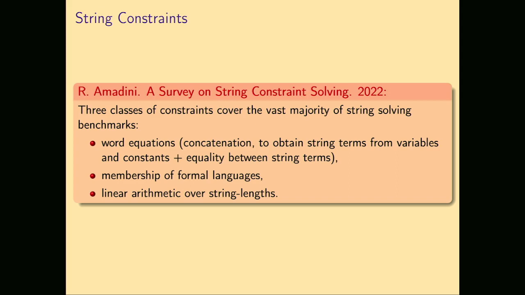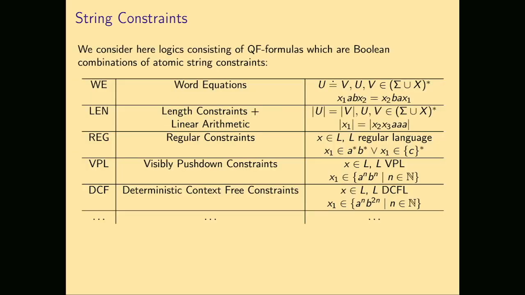Then a second large class of constraints is the membership to formal languages. And finally, the third one is linear arithmetic over string length. So you have these 3 classes. And of course, now looking at this from a theoretical point of view, we can actually consider logics consisting of formulas which are simply Boolean combinations of these general classes of string constraints.